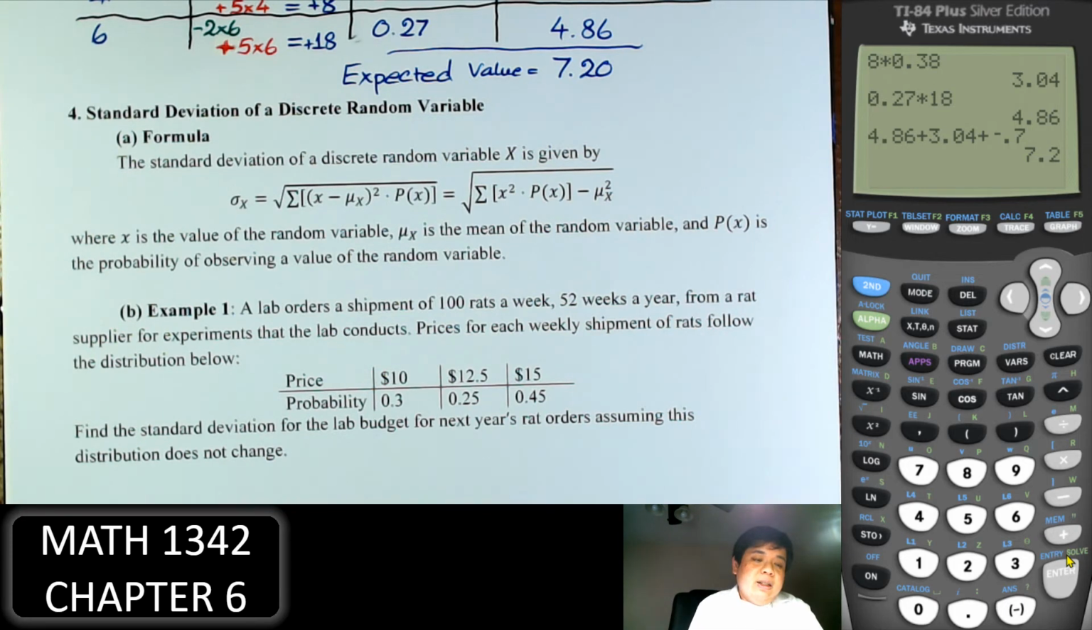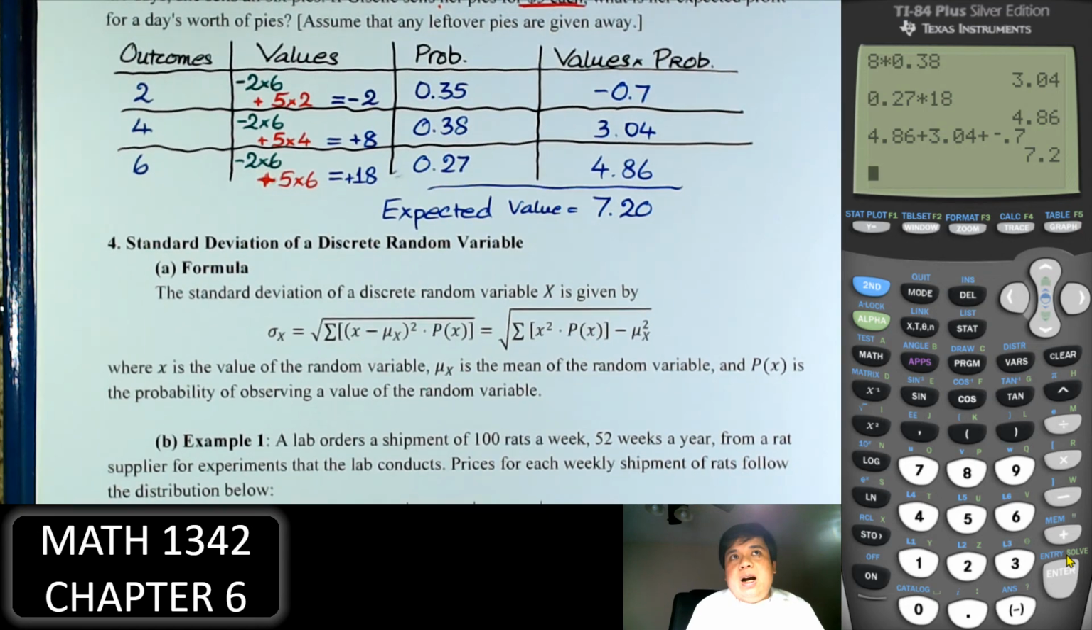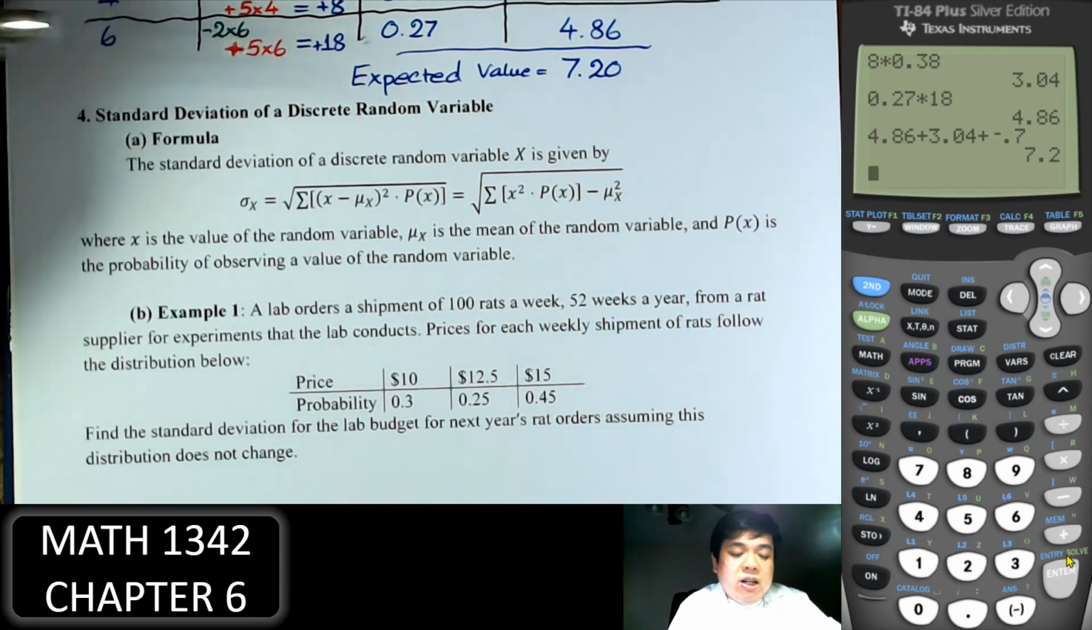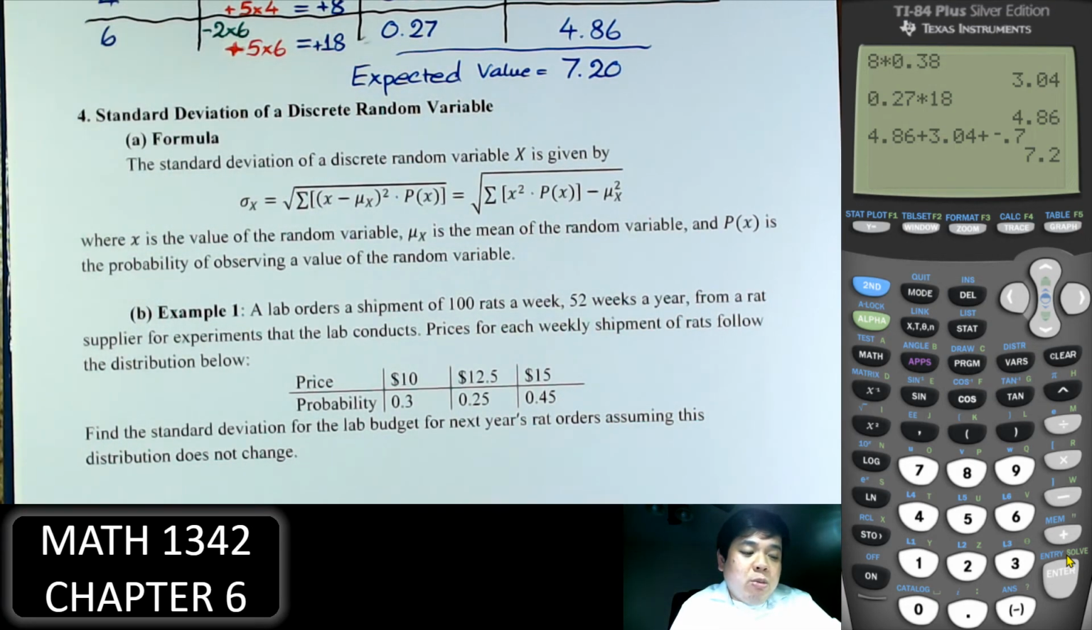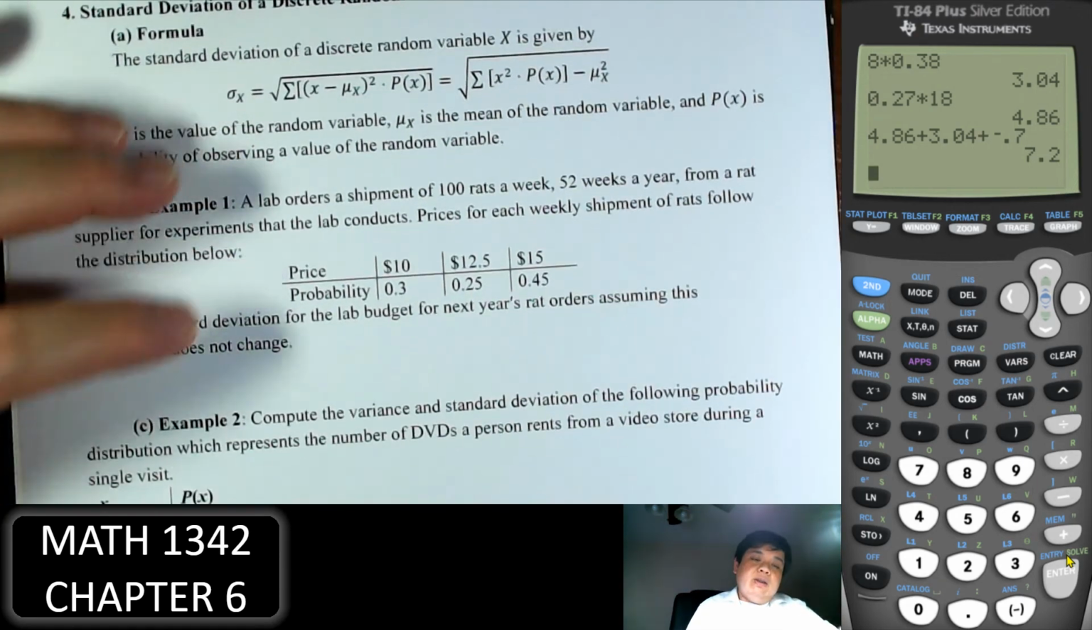Next, we have the standard deviation. So expected value is just like the mean. Now we have the standard deviation. Standard deviation is given by this formula. So let's look at the example.